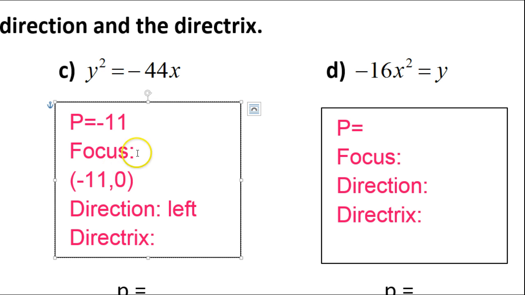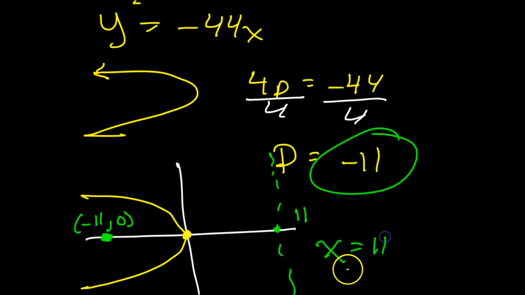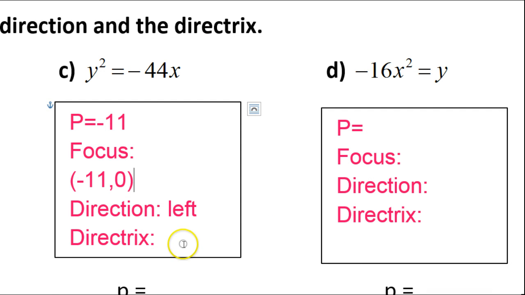So there's a focus. The directrix is going to be the same distance on the other side. So the directrix will be over here. And it'll also be over here at 11. So this is going to be, well, it's a vertical line. So that means it's going to be x equals. Vertical lines are always x equals. So x equals 11. All right, any questions on C?